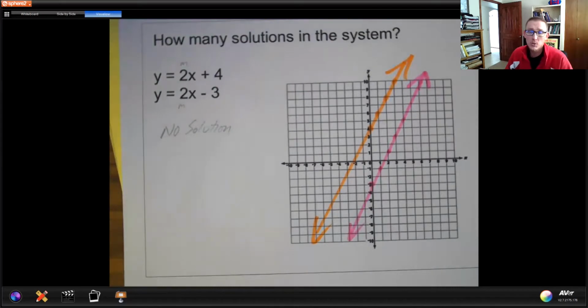Now, if they did cross and there's one solution, you might have to tell me what that one solution is, and then you're just going to give me the ordered pair like we did before.